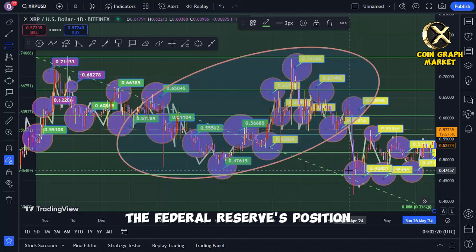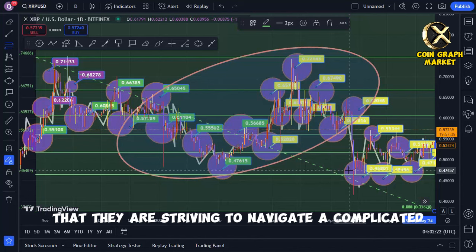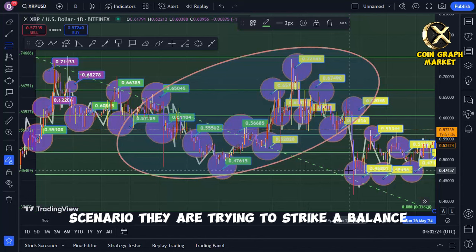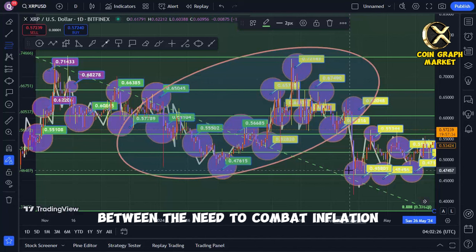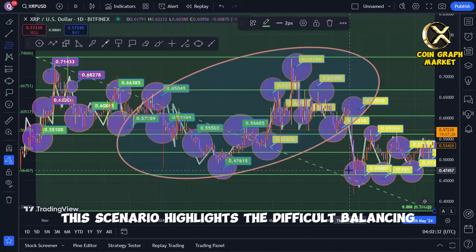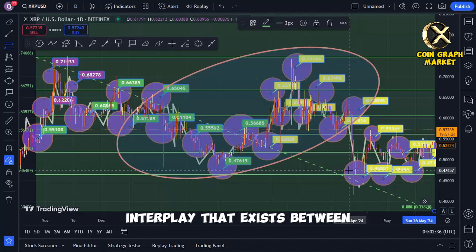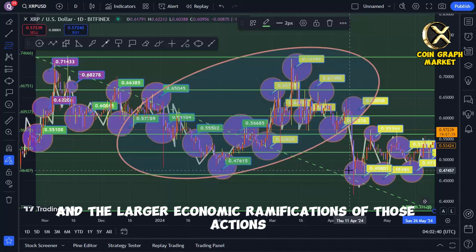When trying to understand the Federal Reserve's position, it is clear that they are striving to navigate a complicated scenario. They are trying to strike a balance between the need to combat inflation and the requirement to cultivate an economic environment that is conducive to growth. This scenario highlights the difficult balancing act that the Federal Reserve must conduct, demonstrating the complicated interplay that exists between decisions about monetary policy and the larger economic ramifications of those actions.